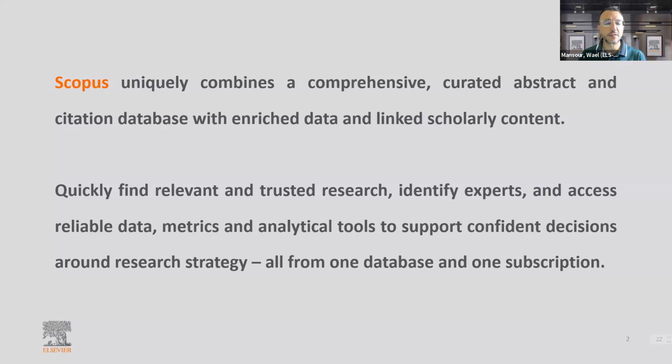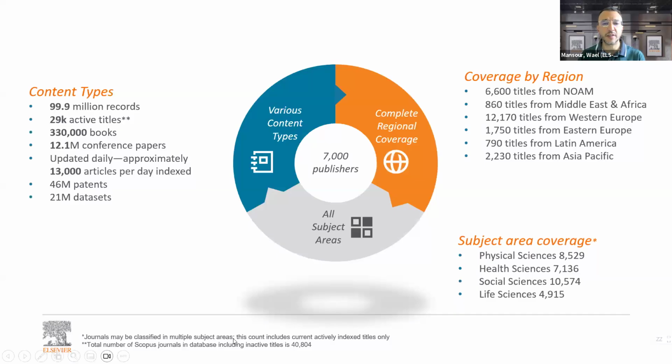Then move to the next slide, which has some numbers. This number is a little bit old. So we have reached 100 million publications by end of April from 29,000 journals, 330,000 books, and 12 million conference papers. We are adding 13,000 articles per day. Every day we add 13,000 articles into Scopus, into the different subject areas.